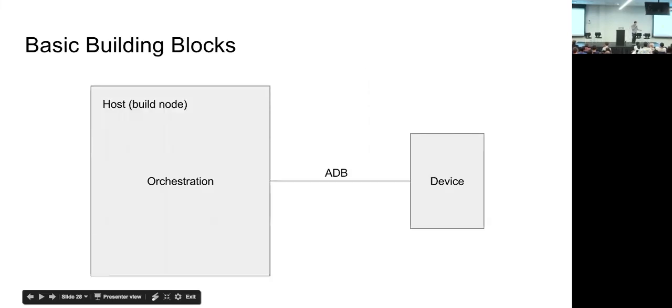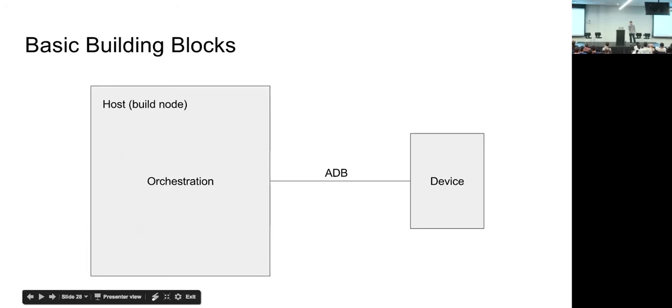So the basic building blocks of a CI system, I've broken these down into three things. You have some kind of an orchestration, something that actually makes your tests run, and this lives on your host machine. So some kind of a build node, if you're using Jenkins or whatever CI system you're using. Then you have a device or an emulator. And when I say device, it can be the physical device or a virtual device. And then you have this wonderful thing on Android called ADB, the Android Debug Bridge. That allows you to pipe data and commands back and forth, and it enables your orchestration to actually run things and grab things from the device.